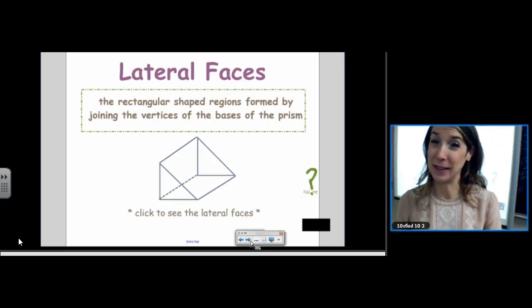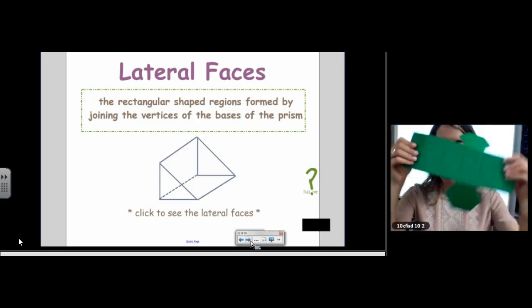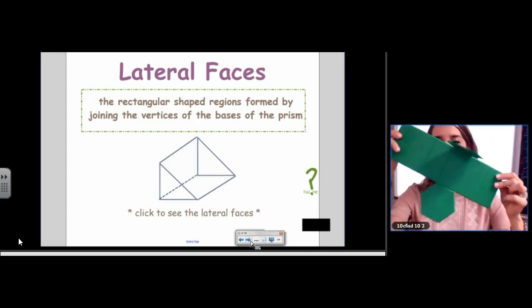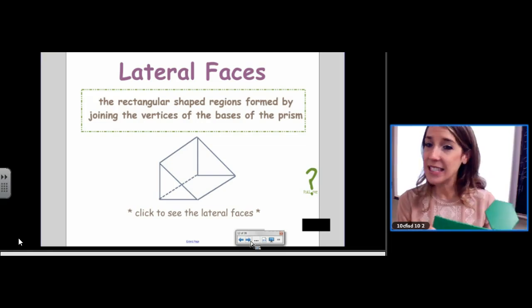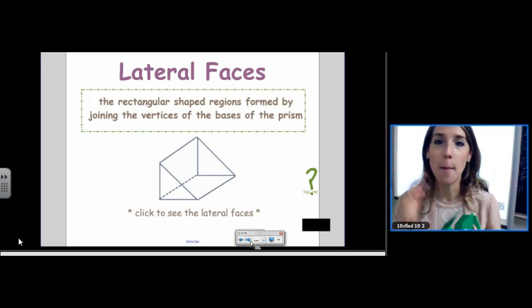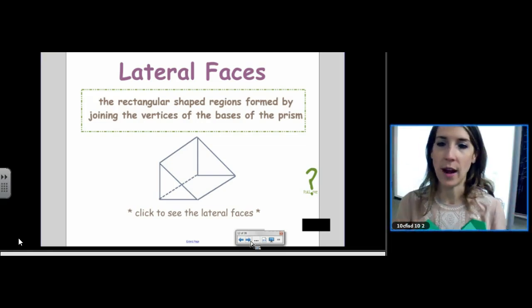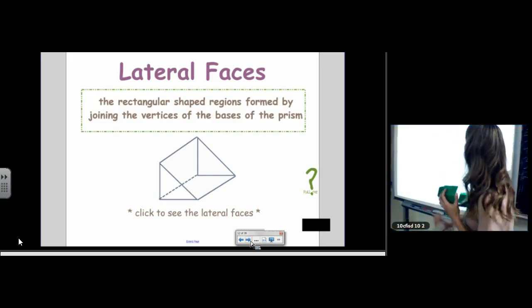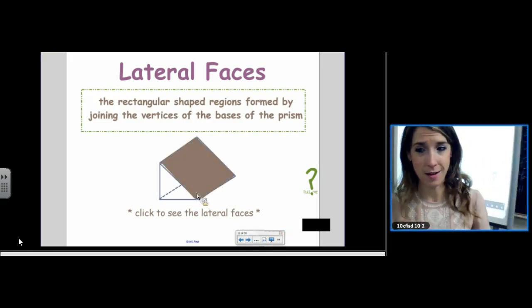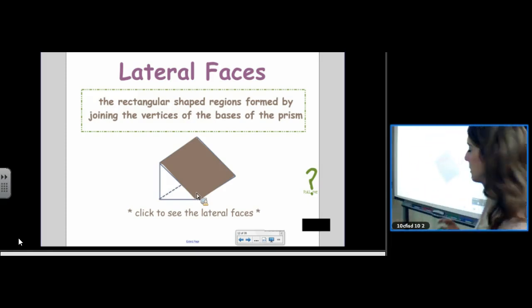Lateral face is a really fancy way of saying the rectangles. So the rectangles are our lateral faces. They simply join a base to a base. Don't want you to write it down. So in a prism, the lateral faces are always rectangles, and they join a base to a base.